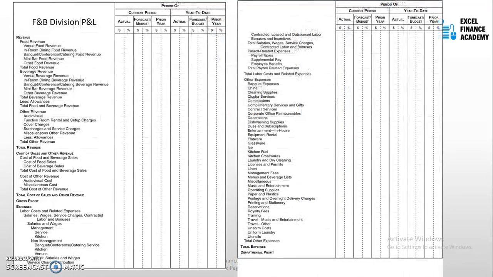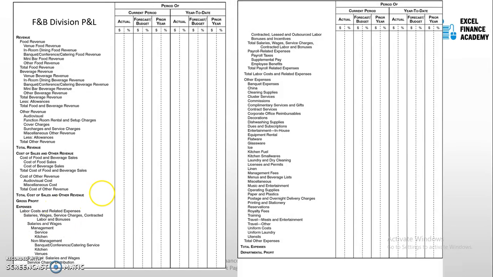Now the next one is the F&B division P&L. The F&B division P&L again has the same structure. We are looking at revenue: food revenue, beverage revenue, other revenue, and then food and beverage revenue is further divided into outlets. Again, we have looked at this in our previous videos, but there are more types of segregation that we can do by category of the food as well, and then by the type of business source as well. Then you have the cost of sales. Cost of sales is food sales and beverage sales. And then the other expenses, which is labor cost, which we saw in the previous P&L as well.